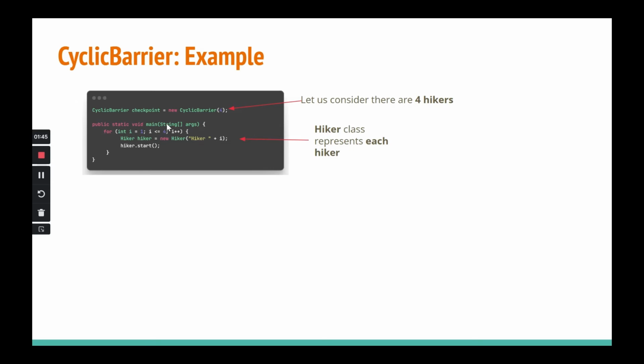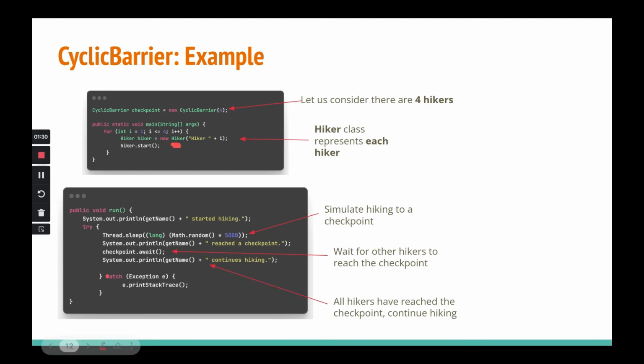Let me elaborate more on this code example. Like we were giving the example of climbing the hilltop, we have a hiker class. We have 4 hikers over there, and the hiker class represents each hiker. Now what is happening inside the hiker class? One of them started hiking and we have a simulation of waiting for some 5 seconds. Once it does that, it has reached the hilltop.